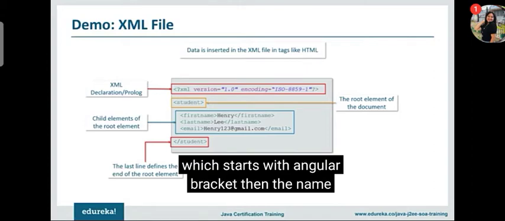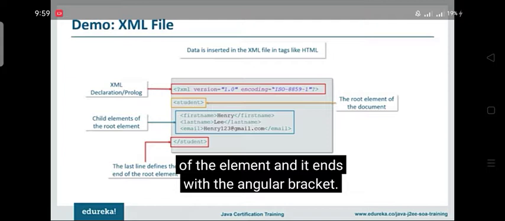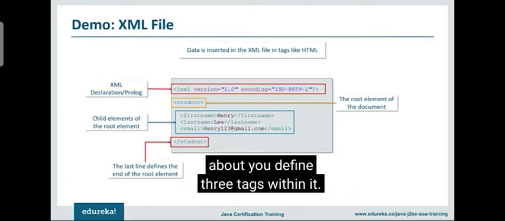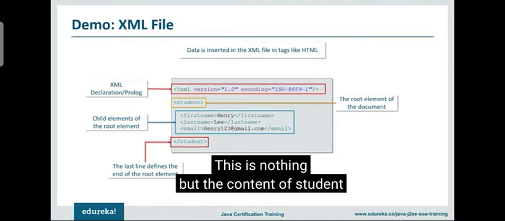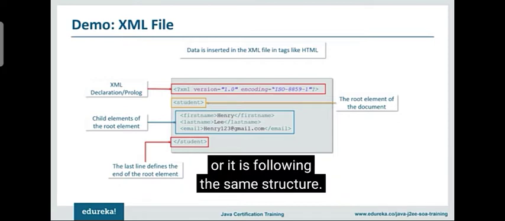which starts with an angular bracket, then the name of the element, and it ends with the angular bracket. So this is student, and then the next line is where you define 3 tags within it. This is nothing but the content of student, and here you can see it's following the same strategy, or the same structure.